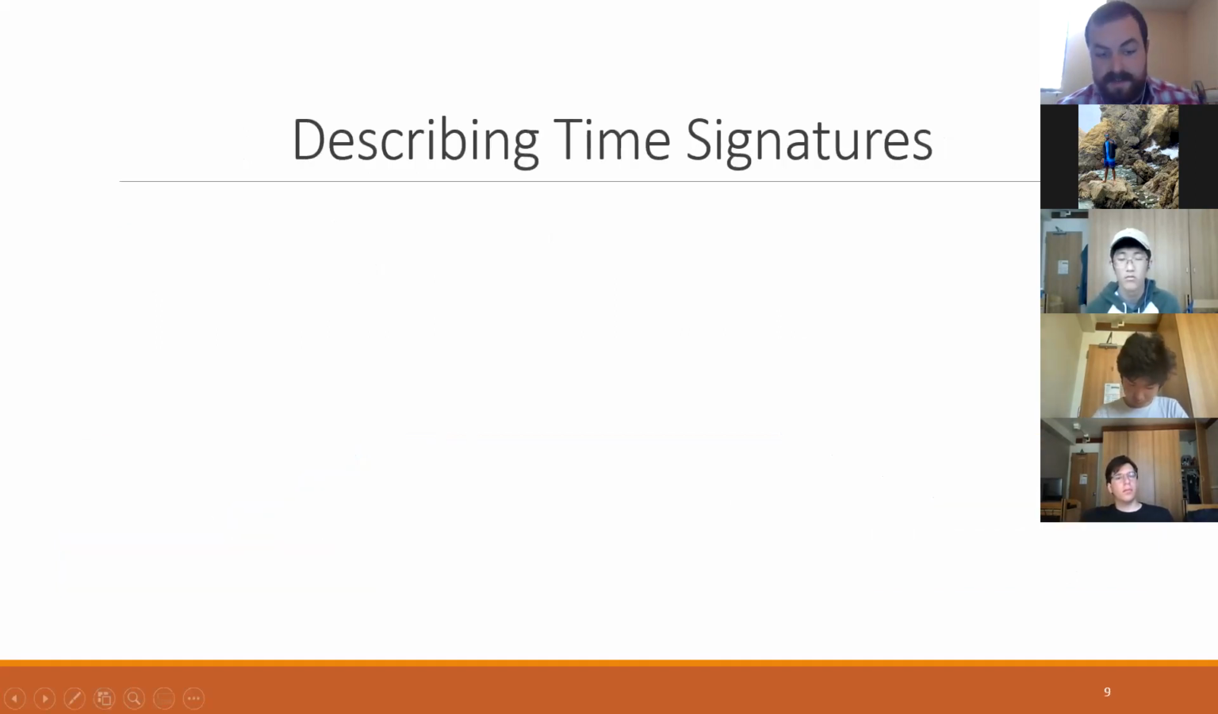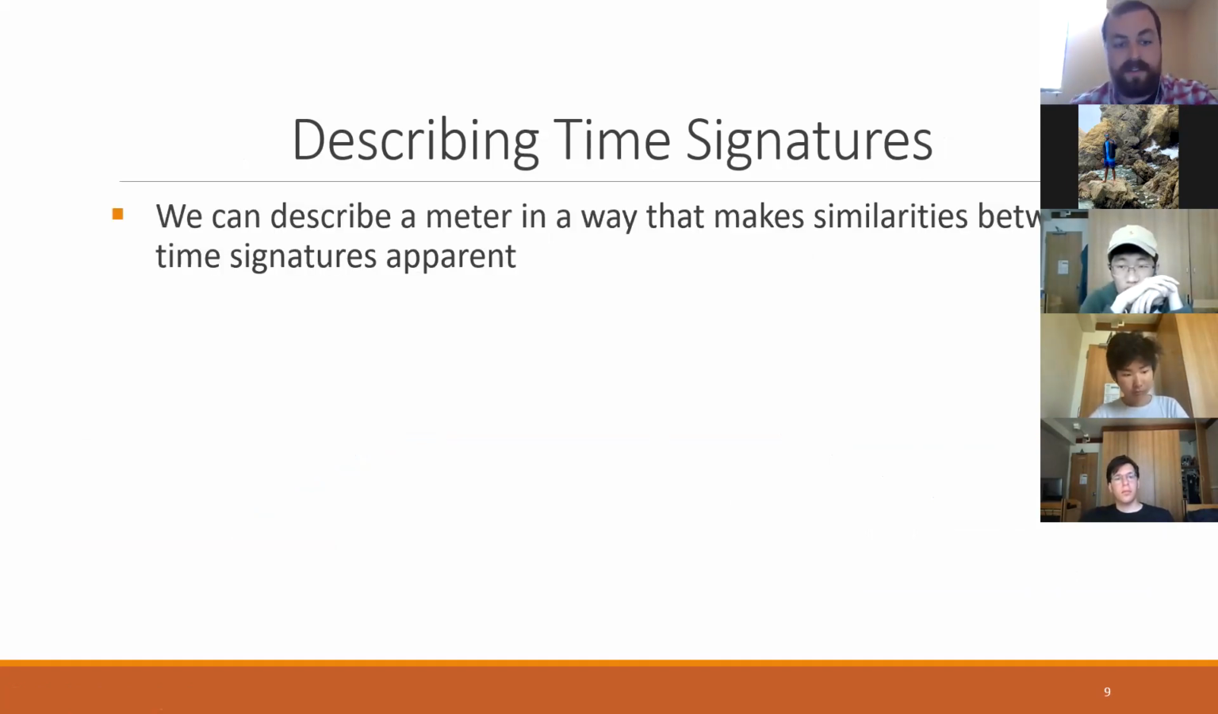Describing time signatures. Okay, so we know what the numbers mean, but let's talk about how we can talk about meter as a listener and just in broad strokes. We can describe meter in a way that makes similarities between time signatures apparent. Despite the way that list looks, while there are distinct time signatures, sometimes they sound very similar because of the ways that their beats and the number of beats in the measure are configured.